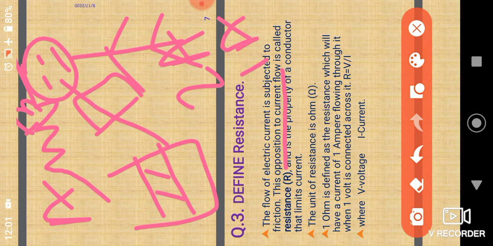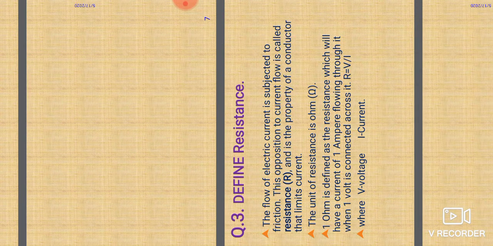Why? Because it is opposition, it means it is restricting current to flow through this wire. So it is called opposition to current flow. Resistance is the opposition to current flow. Again, we need to measure this opposition to current flow, so we are going to measure it in ohm. So I think up to this everybody is clear.